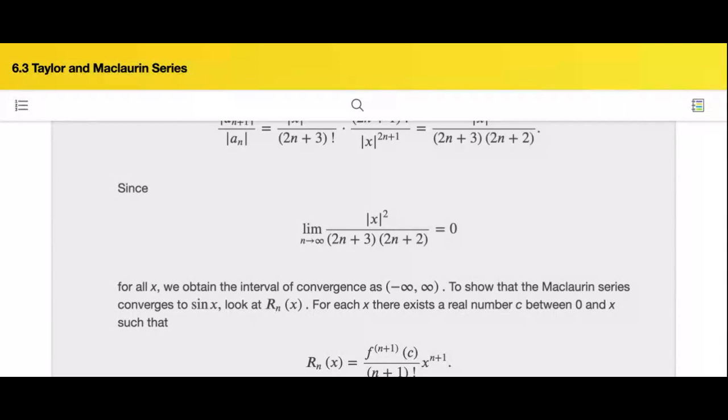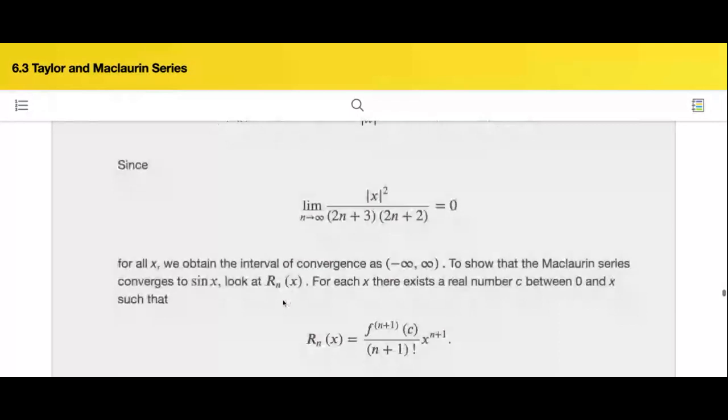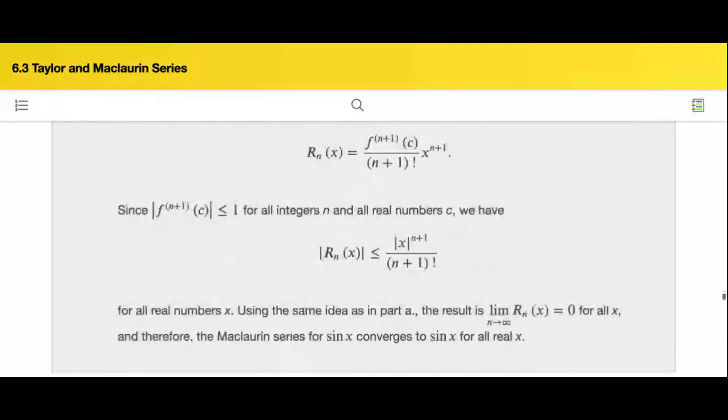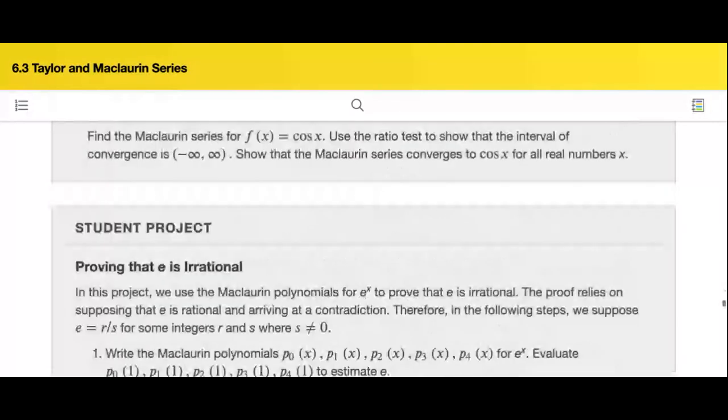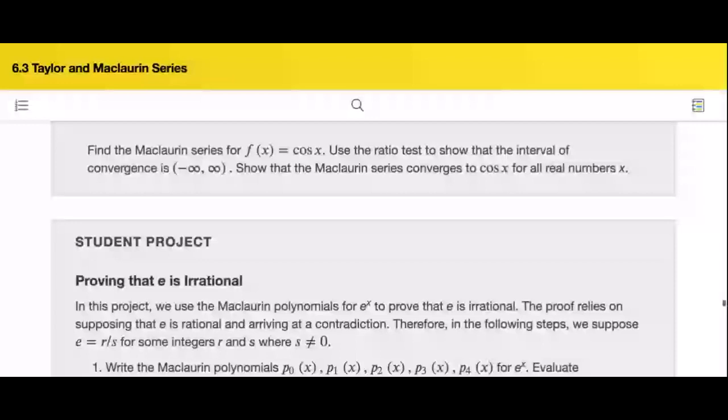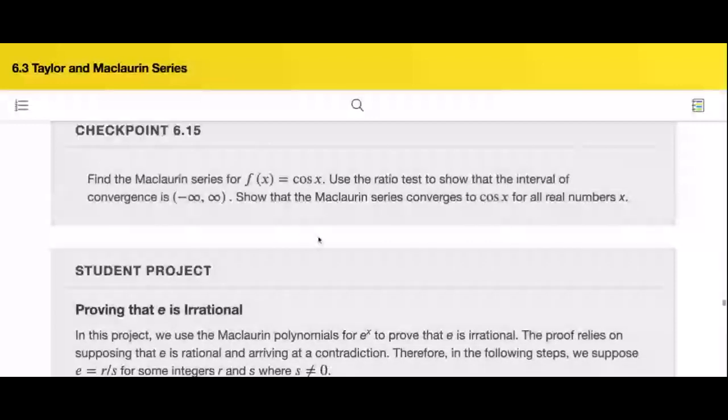All right, okay. If you have any questions here, if I'm confusing you, please stop me, all right? Then, okay. Similarly, we can prove this. We can just mimic it for sine x.